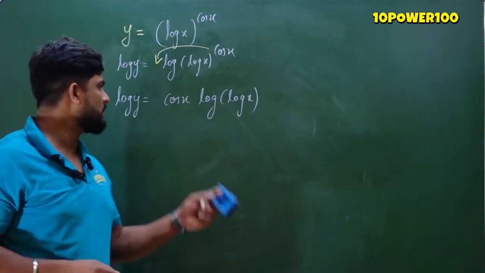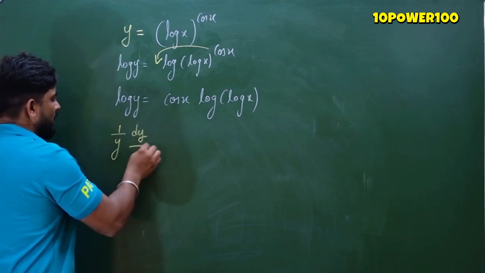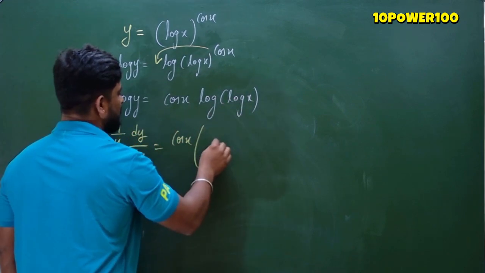So you just have to differentiate this. So log y differentiation, same, 1 by y into dy by dx is equal to, keep cos x as it is, log x differentiation, log of log x.